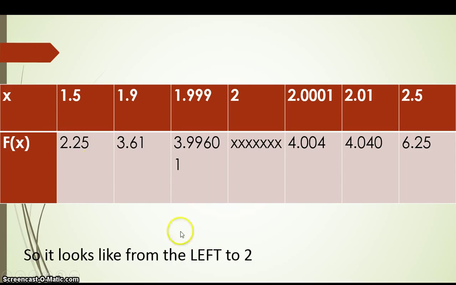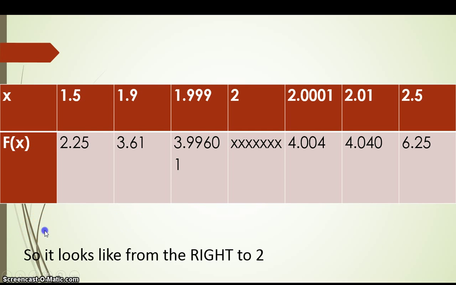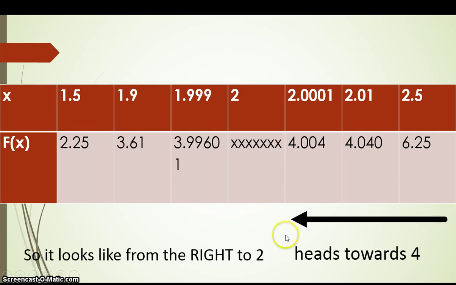So it looks like from the left, it's approaching 2, right? That's what it means. From the left, it's approaching 2, and it's approaching 4 as the answer. It looks like it's heading towards the number 4. Over here, from the right, as we approach 2, it looks like we are getting 4 again as the answer.